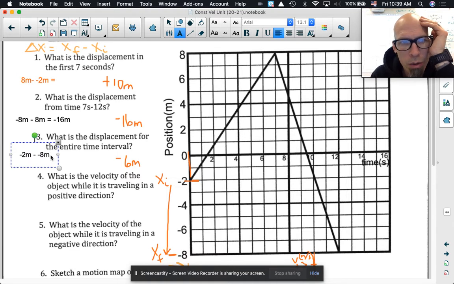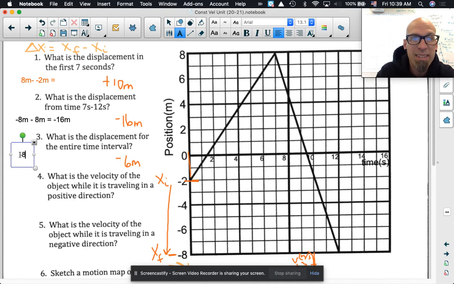No, oh my gosh, I got it backward. For a second there, I thought, oh my gosh, what happened? Folks, it's -8 meters. I put the initial minus the final.